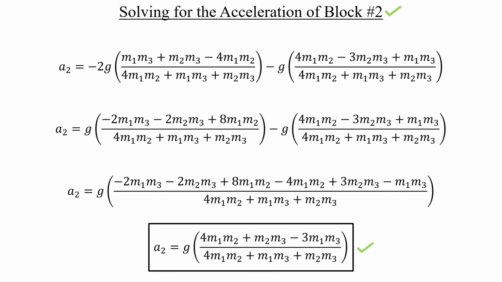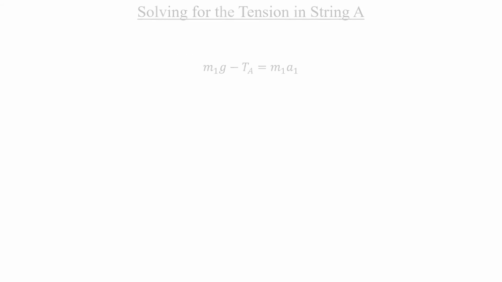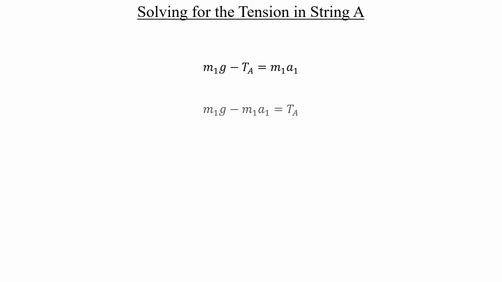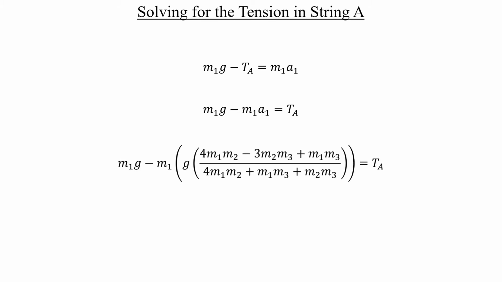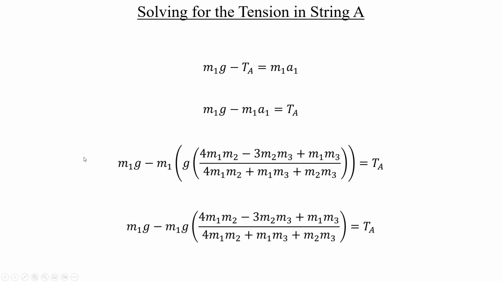Next up is the tension in string A. We have equation number 1 here again, and what we should do is switch the tension term with MA to isolate it on the right. We know what the acceleration of block number 1 is, so let's just put that in there. There's really no need for an extra set of inner parentheses here, so we can factor this inner g out to get rid of a pair of those.